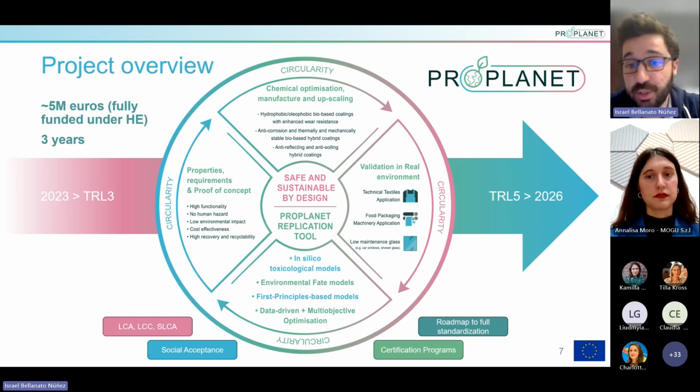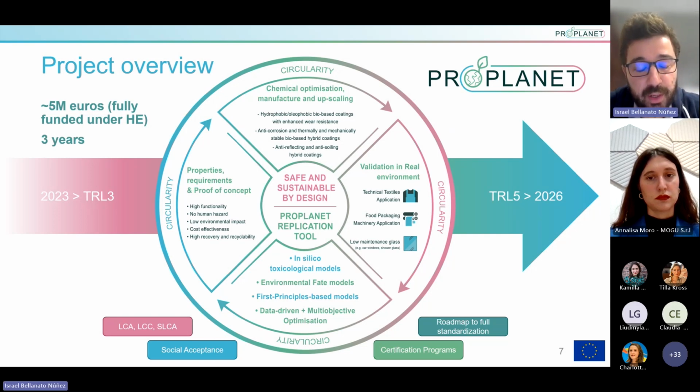After that, we can perform the validation in real environments, which involve the textile industry, as I previously said, food packaging, and low maintenance glass. And then we introduce a novel tool from the project, that is the PROPLANET replication tool. Okay, and in it, in silico toxicological models will be included, as well as environmental fate models, first principles based models, data-driven and multi-objective optimization algorithms. Okay, so that finishes the loop and can help define new properties, requirements, proof of concepts for some other new project or some other materials in theory, right? So that we can keep the loop going and we can progressively define better and better solutions.